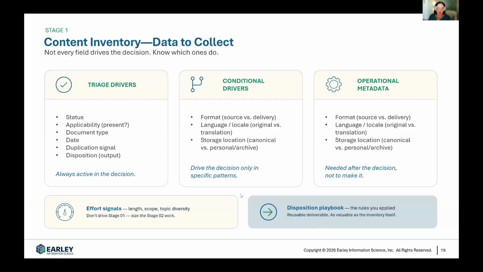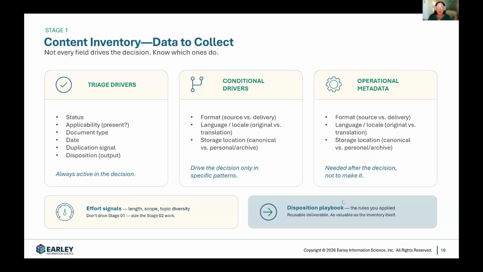And then when you do the inventory, just know that not every field drives a decision, and you need to know which one does. So we have 3 buckets here. And this is one of those slides where there's a lot of detail, so I'm just going to very high level explain those 3 buckets, right? This content inventory is not a catalog.